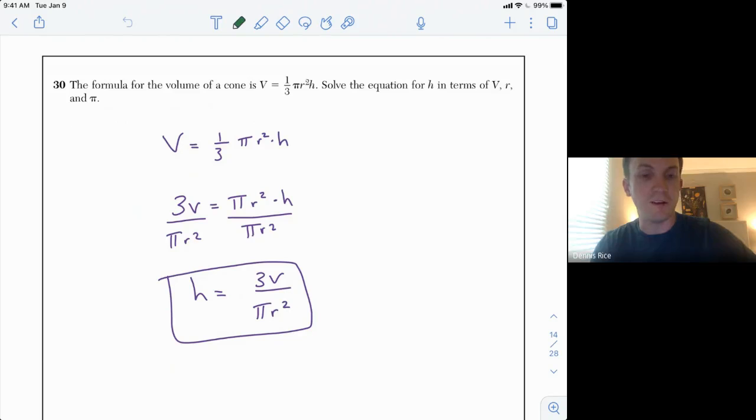Solving for H, how do you get rid of pi r squared if it's being multiplied? Divide by pi r squared.